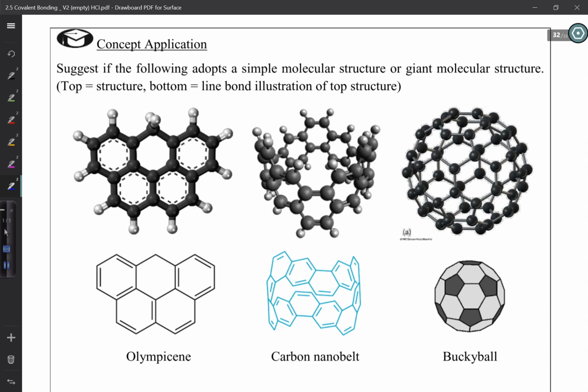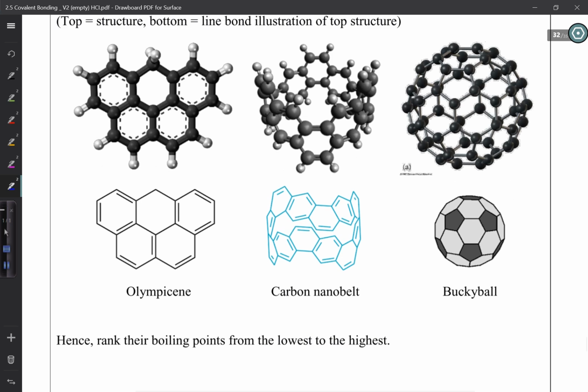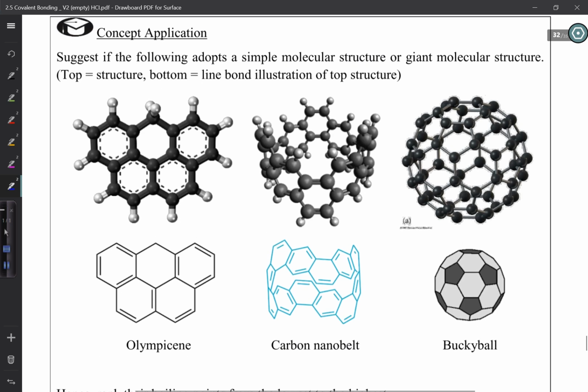It's all giant molecular. So do you think these are giant molecular or simple molecular structures? Actually, screw the first one. First one is simple, second also simple. Third one giant. Or second one giant. Wait, the second one is simple. I believe the first two are simple, the last one giant. Oh wait, recall the definitions. How do you determine if it's simple molecular or giant molecular?